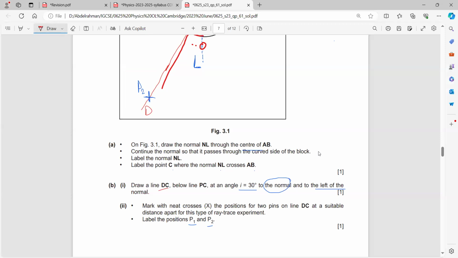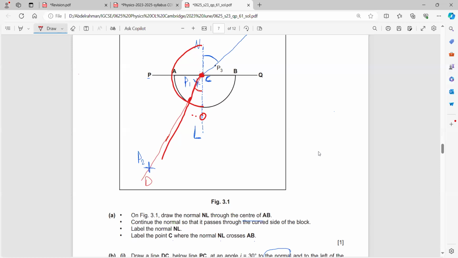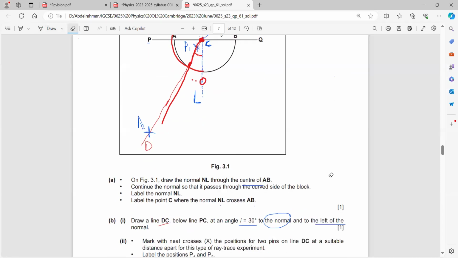Okay, point again, a line DC. I drew the line and I didn't put the point D. Would that be wrong? It would be wrong. You have to put the point D. Yes, all of this is worth 1 mark because it's very easy. It's very trivial. You're literally just drawing a line with an angle.